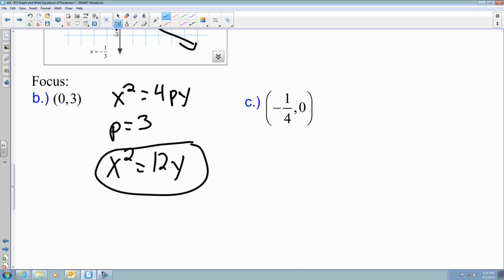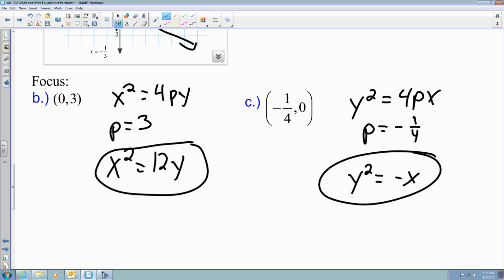For c, I have a focus of -1/4, 0, and I know that p is located in the x coordinate, so now that's a y squared equals 4px type of equation. And I know that p equals -1/4. So I substitute that in, so that means that my equation is going to be y squared equals -1x, so I can just write that as -x.